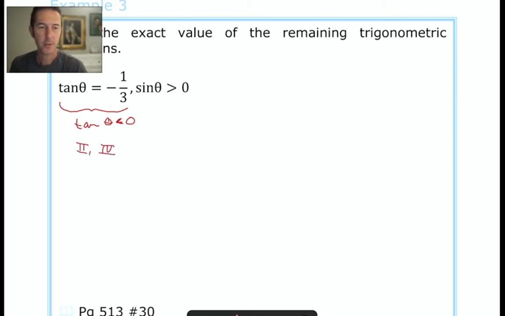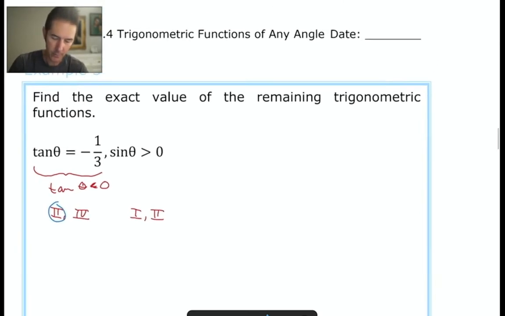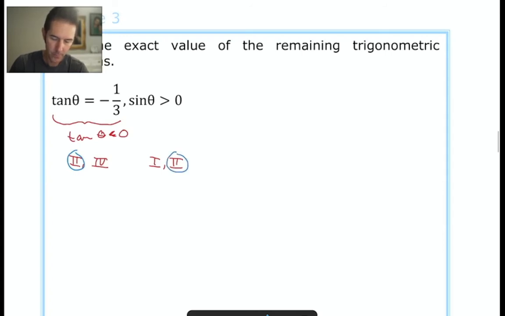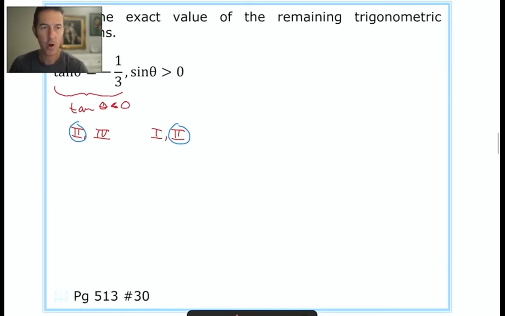Where is the sine function positive? They're all positive in the first. Ambitious students, S for students, corresponds to the sine function. So sine is also positive in the second quadrant. Which quadrant do they have in common? That is quadrant 2. So that was step 1, determining which quadrant we're in. The next step is to draw a diagram. I want to see what this angle measure looks like.